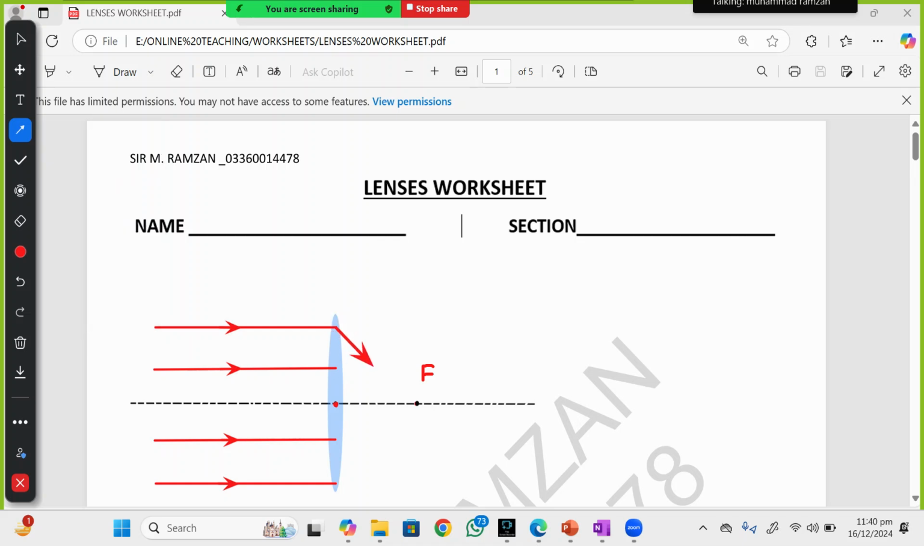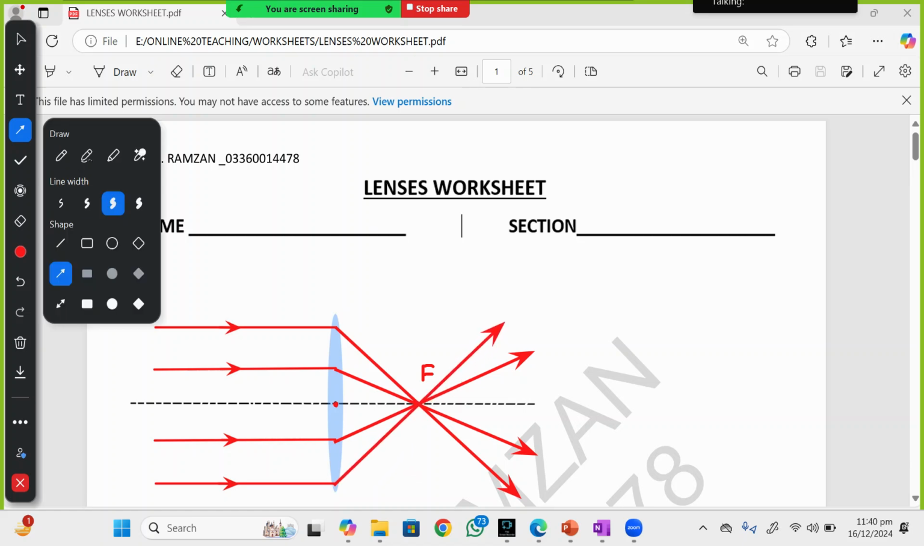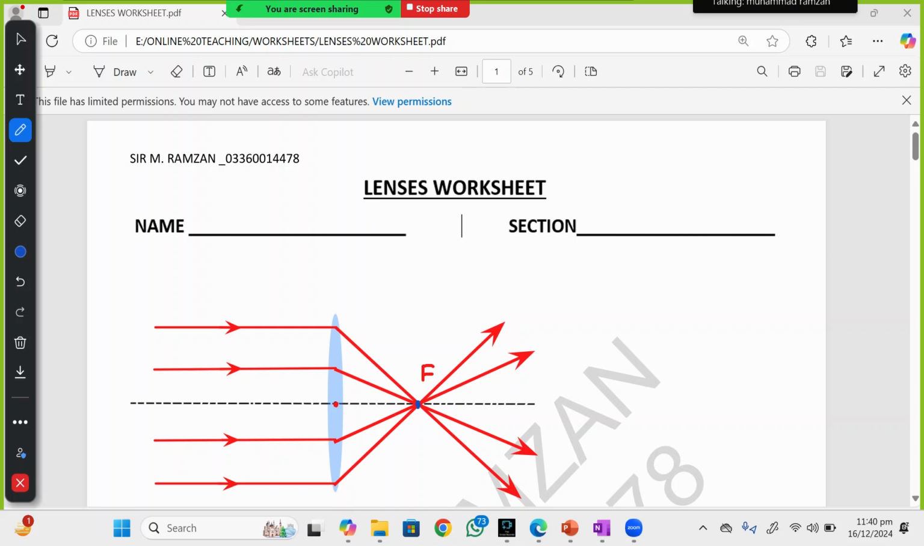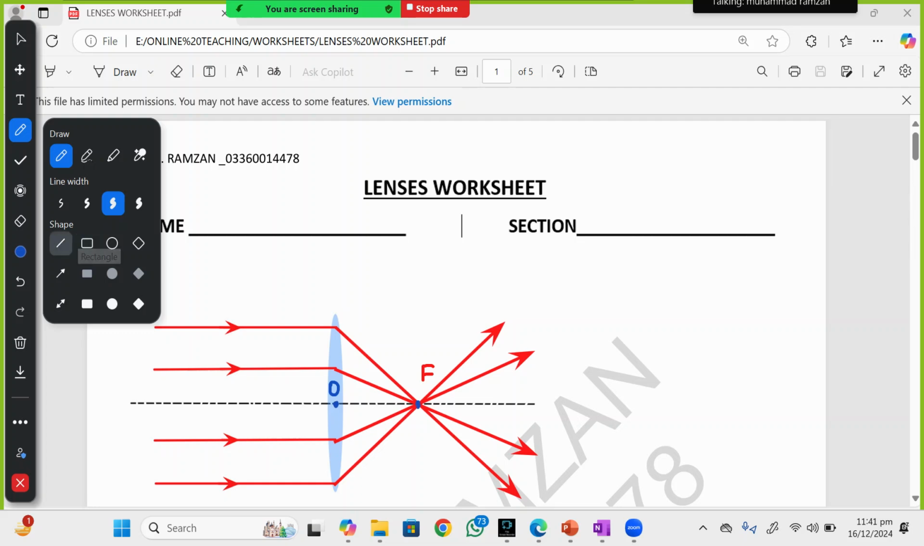So let's proceed. For example, this is a converging lens. These light rays would go this way and they would all pass through a single point. This single point is named the focal point. So the focal point is a point where all these light rays would actually focus. This is called the optical center and it is denoted by the letter O.